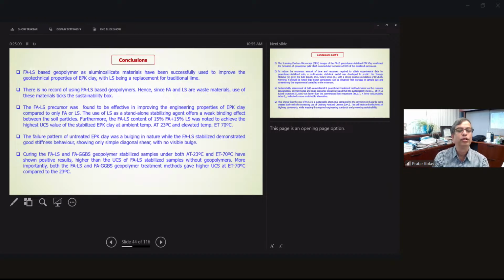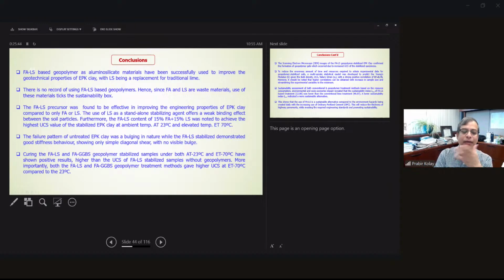is having more successful use to improve the geotechnical properties. There is no record of using fly ash-based geopolymer, so people have not done this earlier. The failure pattern of untreated soil is bulky in nature, but when you use the stabilizer, the behavior is stiffer. And we have seen with the scanning electron microscope that the curing of GGBS stabilized samples under both 23 degrees and 27 degrees showed positive results.